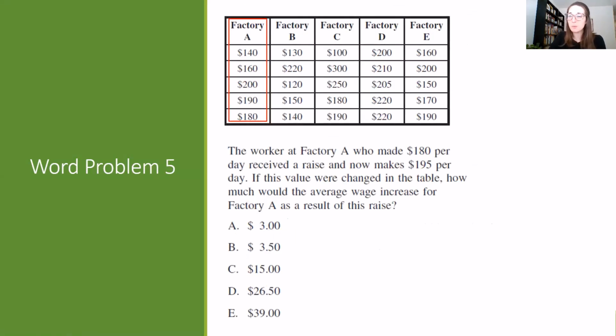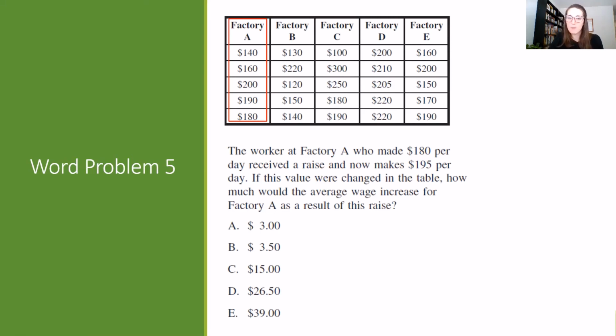For problem 5, we're working with the same chart, but a different factory this time. It says, the worker at factory A who made $180 per day received a raise and now makes $195 per day. If this value were changed in the table, how much would the average wage increase for factory A as a result of this raise? So taking a look at factory A, we see there are 5 salaries there, and each one is different.